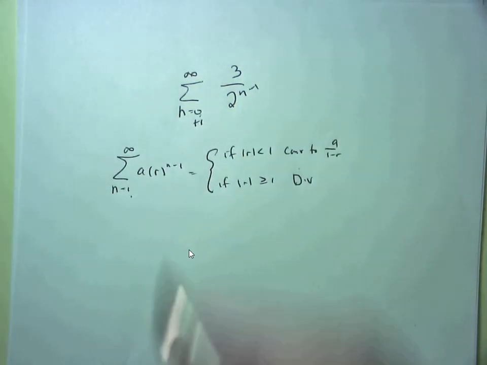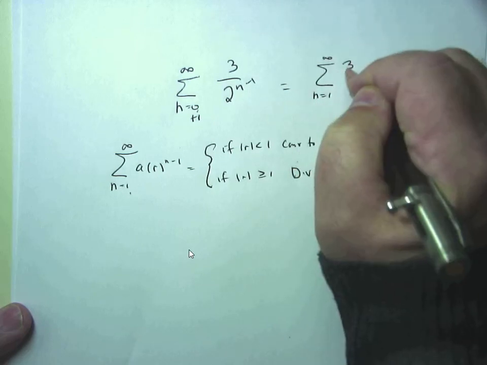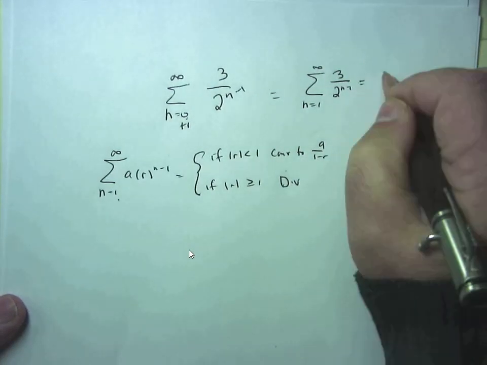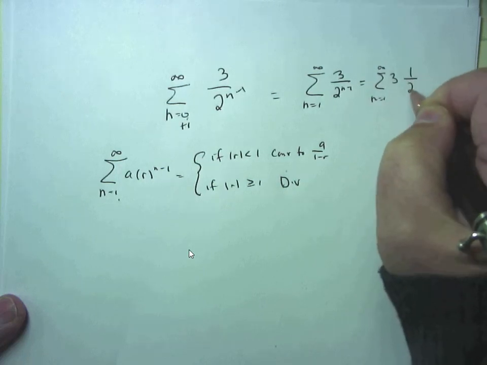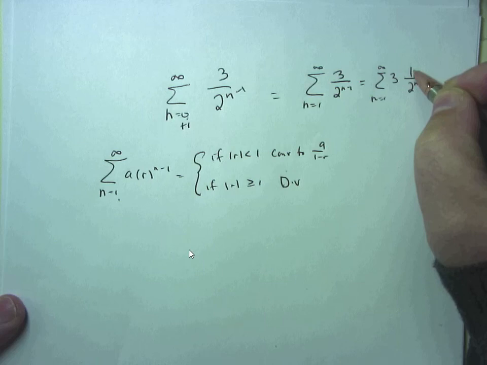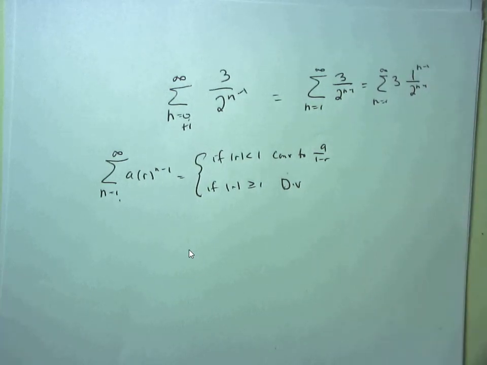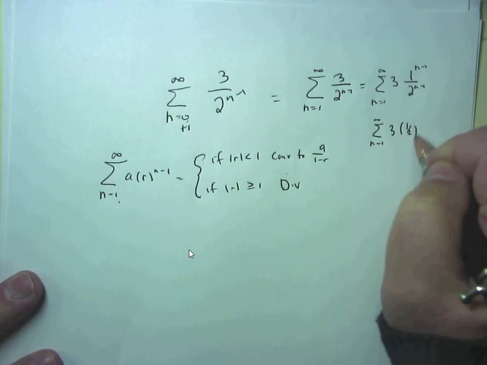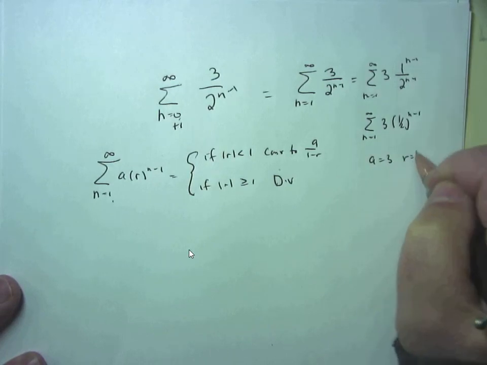Does that make sense? So this is now equal to the sum as n goes from 1 to infinity of 3 divided by 2^(n-1). And remember, 3 goes out front. This will be 1 over 2^(n-1), but you can raise 1 to any power and still get 1. So I'm going to put an n minus 1 on the 1, since 1 to any power is still 1. Now I can rewrite this as the sum as n goes from 1 to infinity of 3 times (1/2)^(n-1). So a is equal to 3, r equals 1/2.